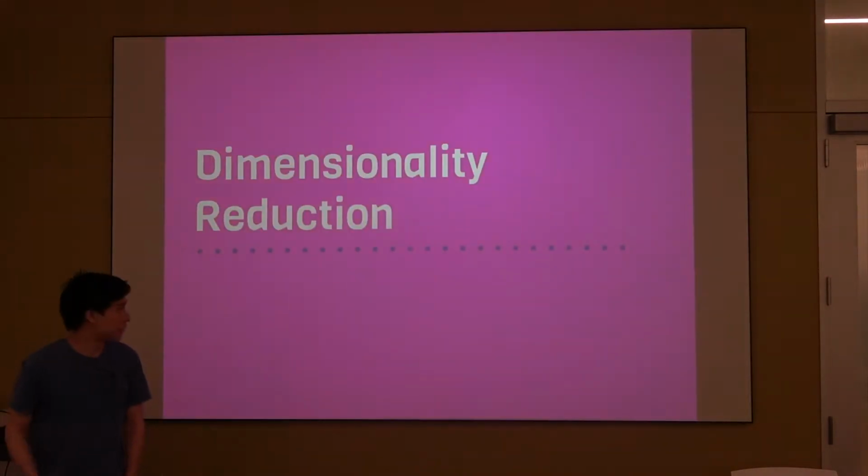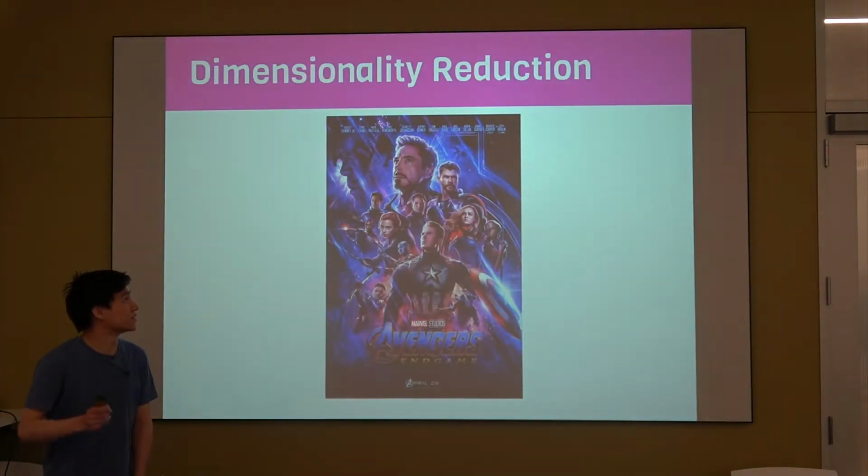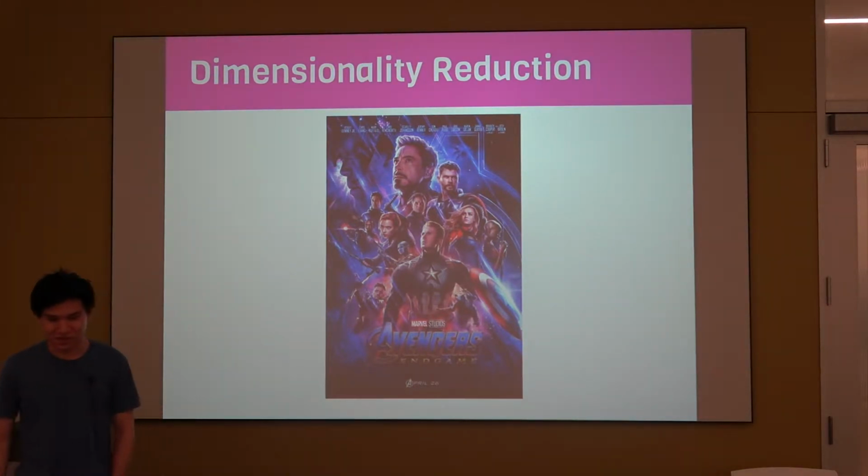To start this off, we're going to talk a little bit about what dimensionality reduction is. To introduce that, I'm going to talk about something very near and dear to my heart, Avengers Endgame. Avengers Endgame is part of something called the Marvel Cinematic Universe, and the idea there is that you have a bunch of movies that all intertwine. The special thing about Avengers Endgame is that it's the culmination of 10 years of films, so it's a lot of films that contribute to this.